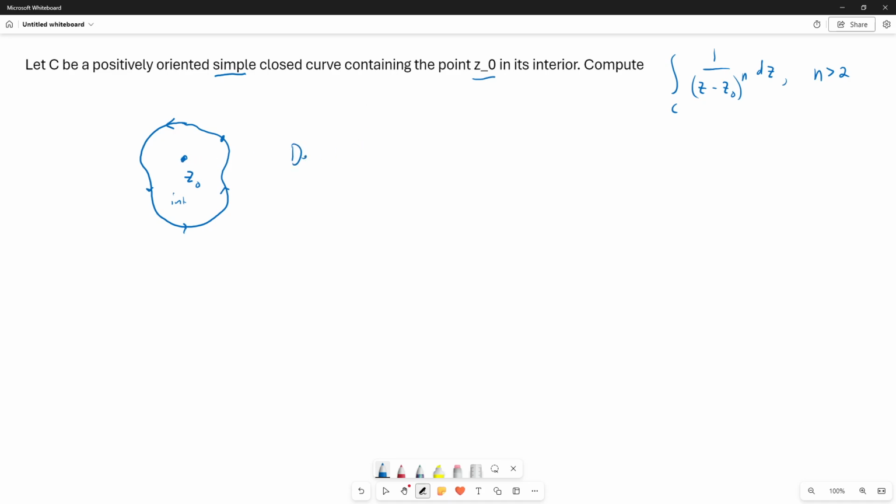So we have the deformation of contour theorem, which tells us that we can replace this arbitrary contour with a nice circle, as long as the function is analytic on both curves and in between them. Well, the only place this function is not analytic is at z0 itself. So if we take a circle with center at z0 and some positive radius, then we can use the deformation of contour theorem to replace C with our circle.